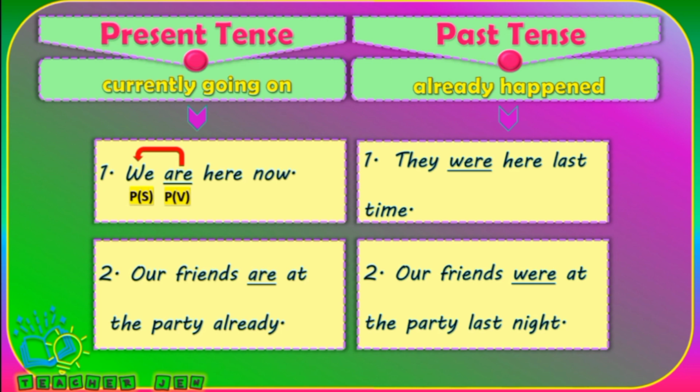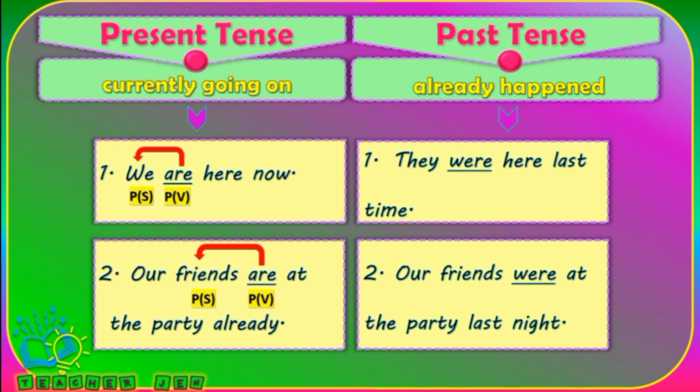Number 2. Our friends are at the party already. In this sentence, the subject is our friends, which is plural, and it is followed by the verb, which is also plural, and that is are. So our verb correctly agrees with our subject.